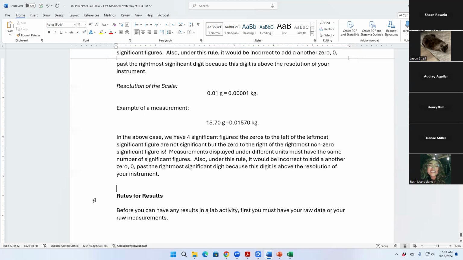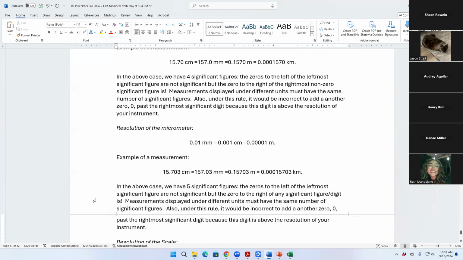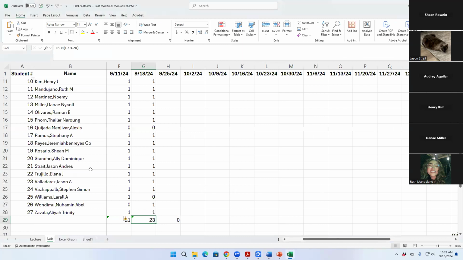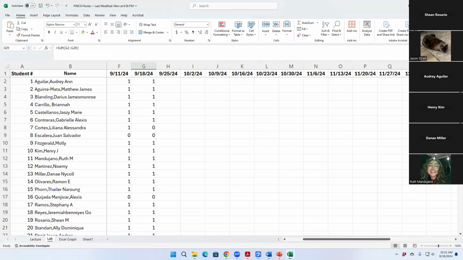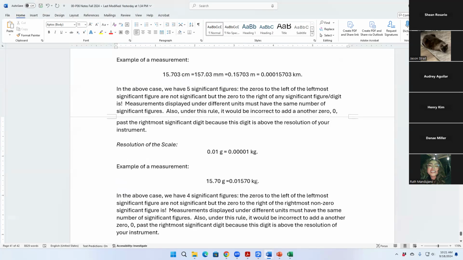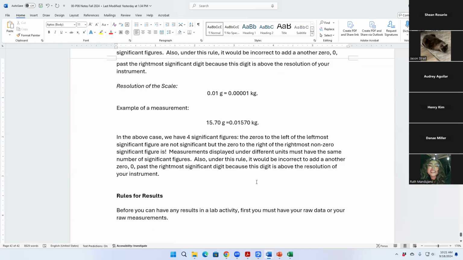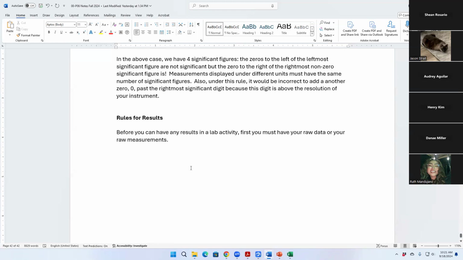So, let me see here. Okay. Resolution of the scale, example of a measurement, blah, blah, blah. Okay. Rules for results. Now that's the new thing that we're going to talk about.